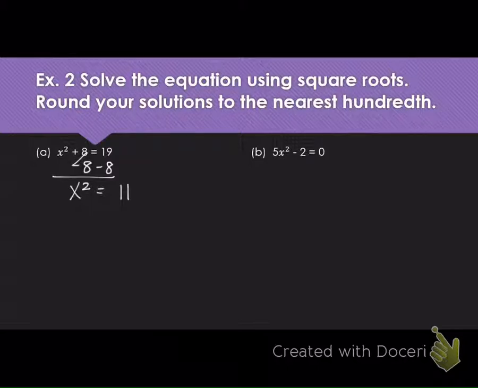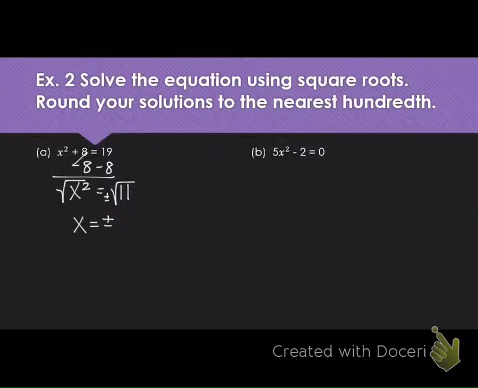All right. Where do we go from here? Square root both sides. We put the radical into the problem. What else has to go into the problem? Positive negative sign. All right. What's the square root of x squared? X, and it equals plus or minus.